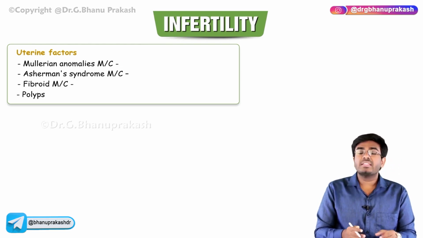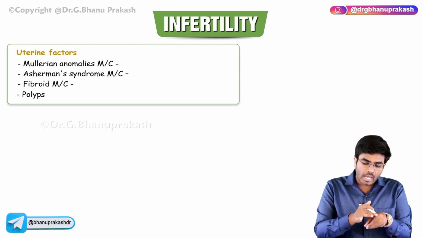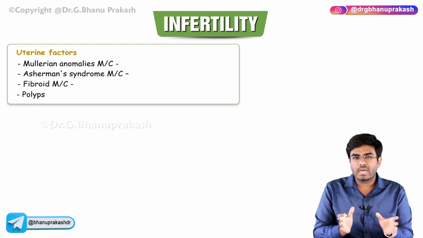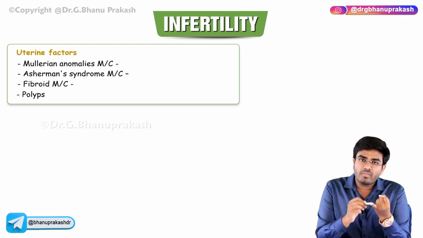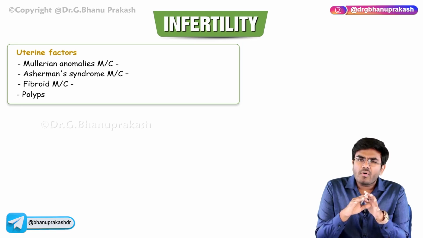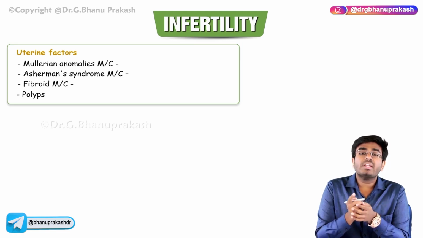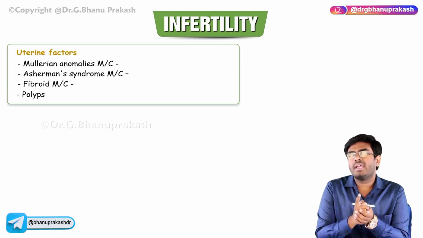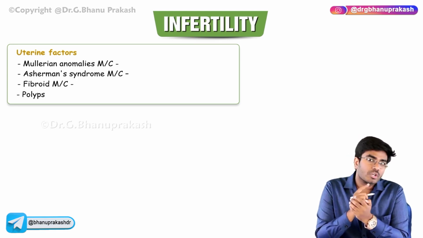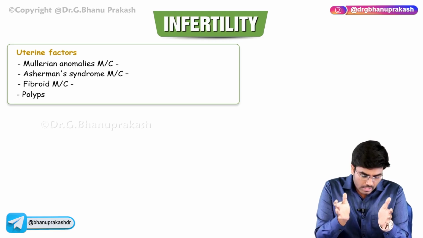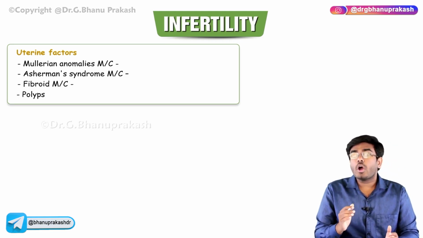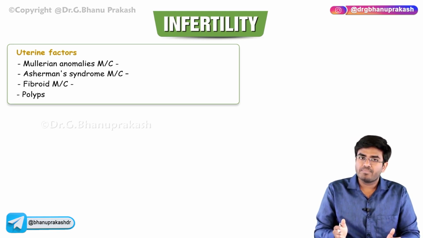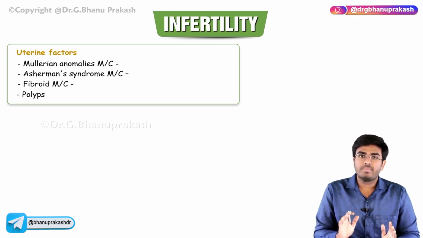Guys, for example, if there are Mullerian anomalies or congenital abnormalities of the Mullerian tract or the congenital anomalies of the uterus. For example, we have studied about bicornuate uterus, uterus didelphys, septate uterus, arcuate uterus. So, out of all these different types of uterus, what is that uterine anomaly most commonly associated with abortions? So, abortions will cause infertility. Which Mullerian anomaly or which uterine anomaly is most commonly associated with infertility? It is septate uterus, MCQ.